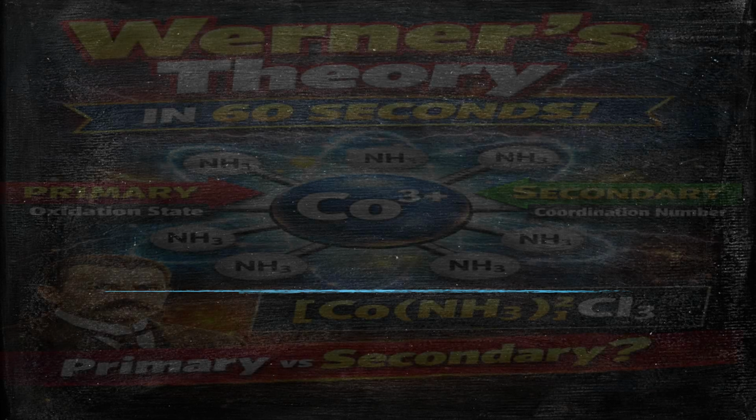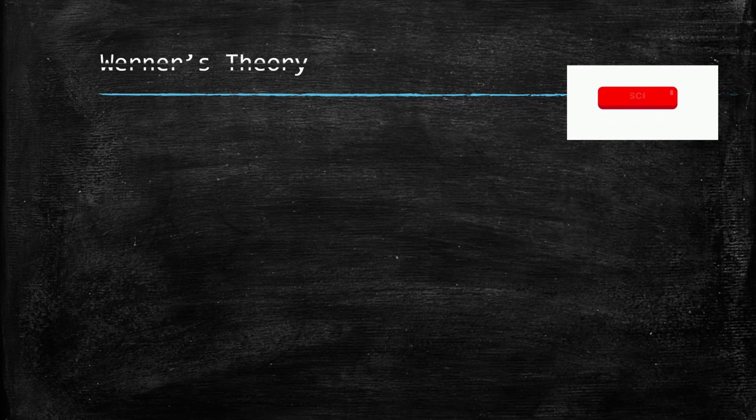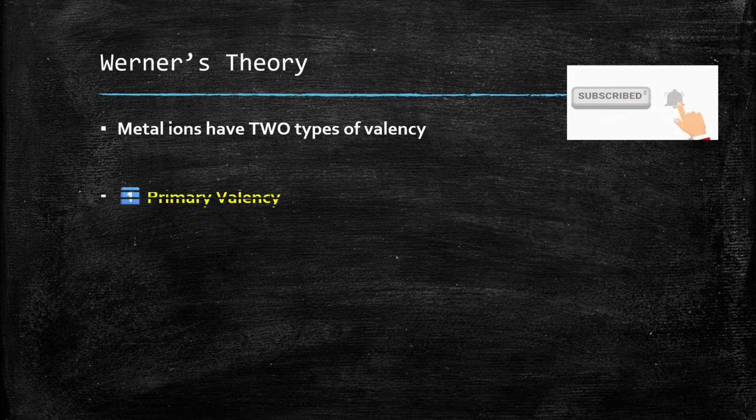Did you know the structure of coordination compounds was explained in 1893 by Alfred Werner? Let's understand his famous theory in just 60 seconds. Werner proposed that metal ions show two types of valency, that is primary valency and secondary valency.